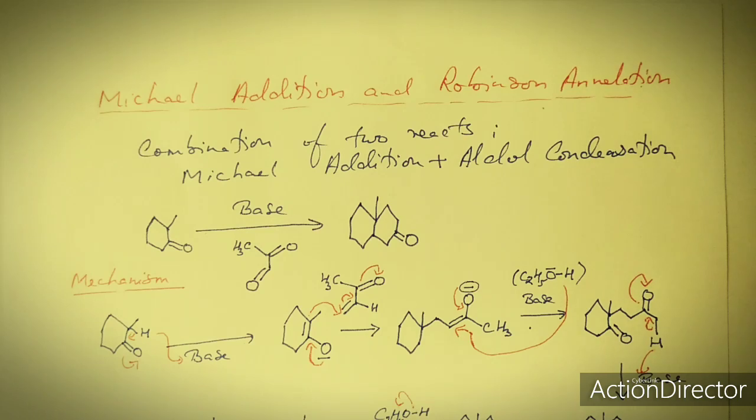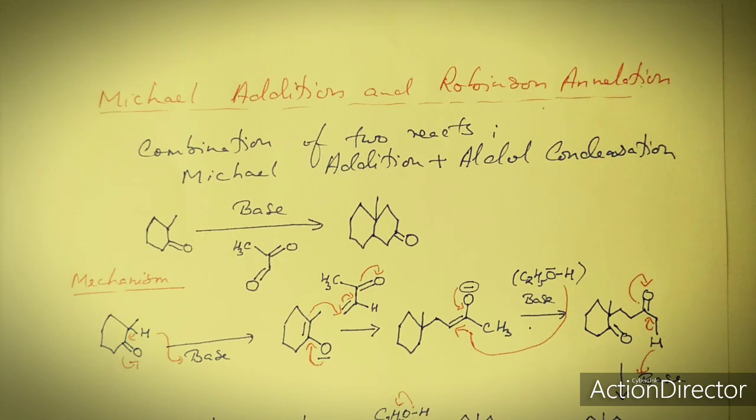Now when we are studying Michael addition, we cannot leave Robinson annulation behind. Why am I doing Robinson annulation here? Because earlier on in our name reactions, we have done aldol condensation. So this is a combination of the two: Michael addition and aldol condensation together give us a beautiful product, a cyclic structure, and rings are important in many of our pharmaceutical compounds, pharmaceutical chemistry, and besides that in many natural products and bioactive molecules.